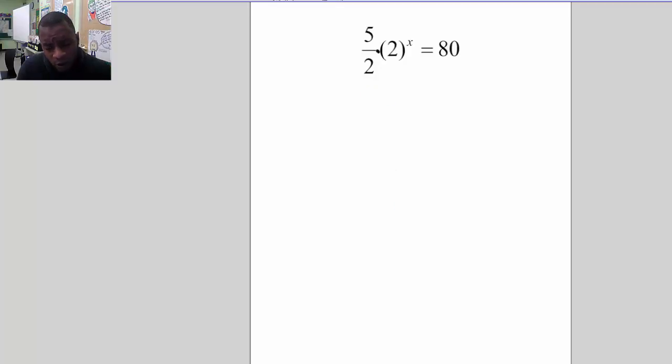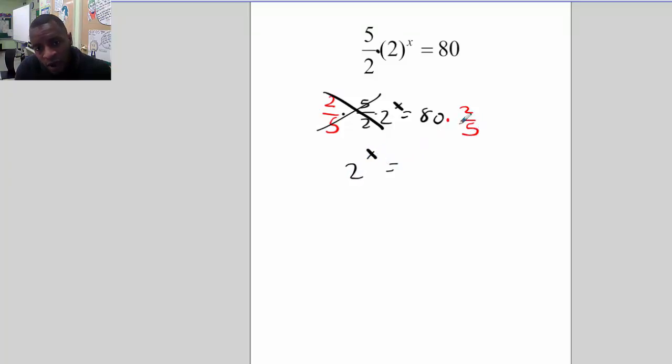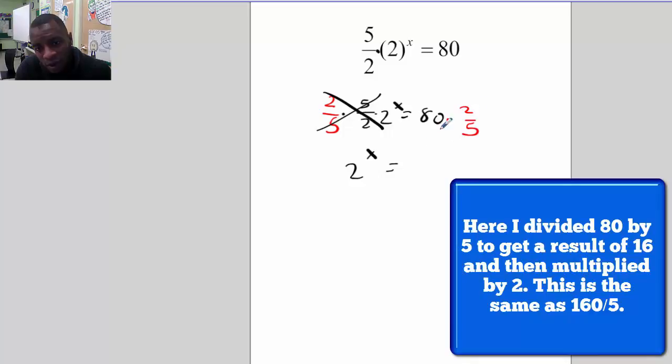What we want to do is multiply both sides by the reciprocal of 5 halves, which is 2/5. So we're going to have 2 over 5 times the original equation, which is 5 over 2 times 2 to the x power equal to 80. And then we also want to multiply the right-hand side by the reciprocal. We know that these two cancel out. And so on the left-hand side, we're left with 2 raised to the x power. 80 divided by 5 is 16, and 16 times 2 is 32.